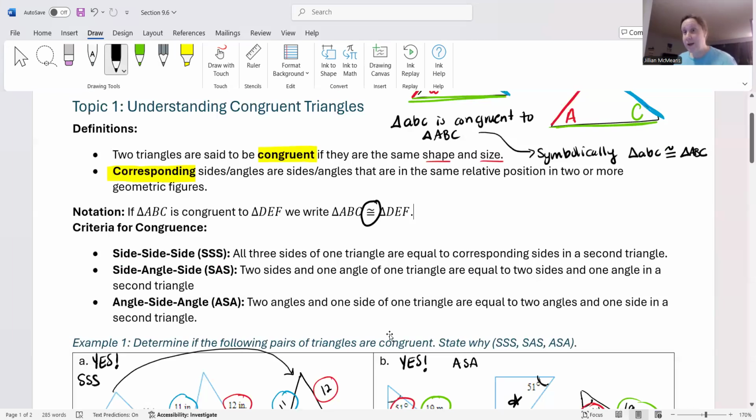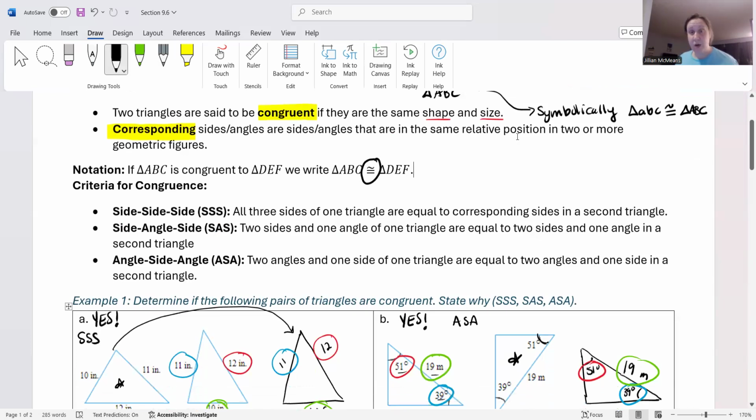Okay? In the next video, it'll be our very, very last one. We'll talk about similar figures, or very specifically, similar triangles.